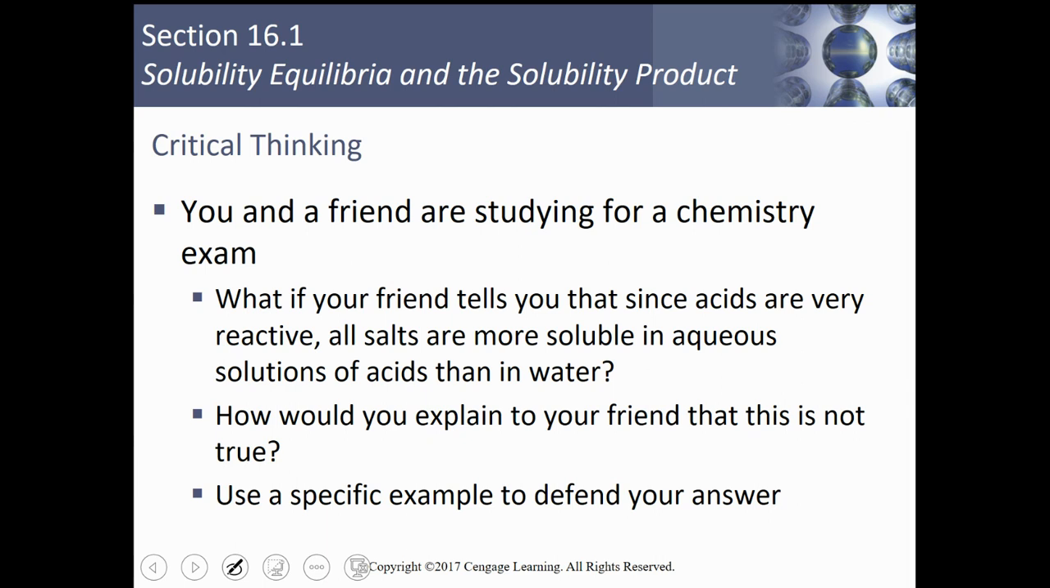All right, so I'm going to have you submit an answer on here for this critical thinking question. You and a friend are studying for a chemistry exam since you have a lot of time on your hands right now. What if your friend tells you that since acids are very reactive, all salts are more soluble in aqueous solutions of acids than in water? How would you explain to your friend that this is not true? Use a specific example to defend your answer.